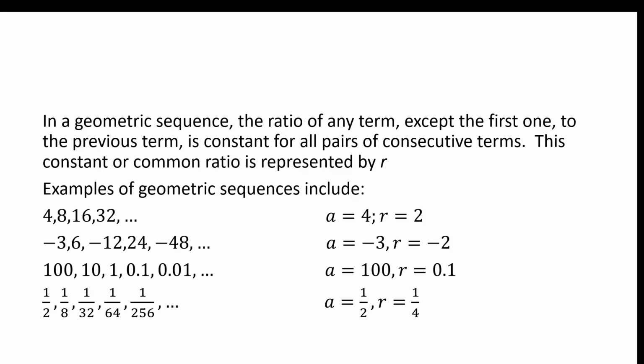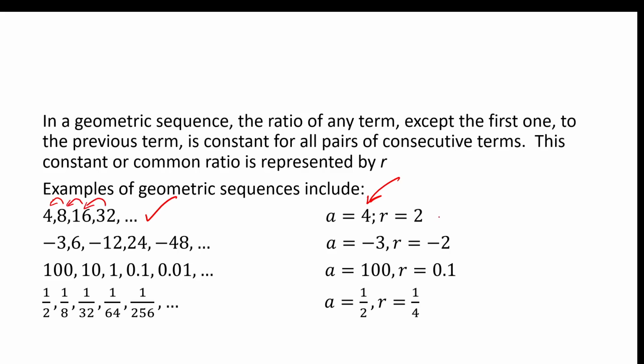So for example, in the sequence 4, 8, 16, 32, etc., A is 4, just like in an arithmetic sequence, and R is 2 because we're always multiplying by 2 to get to the next term. If you need to find out the common ratio and you know that it's geometric, just divide term 2 divided by term 1, or term 3 divided by term 2, or term 4 divided by term 3, etc.